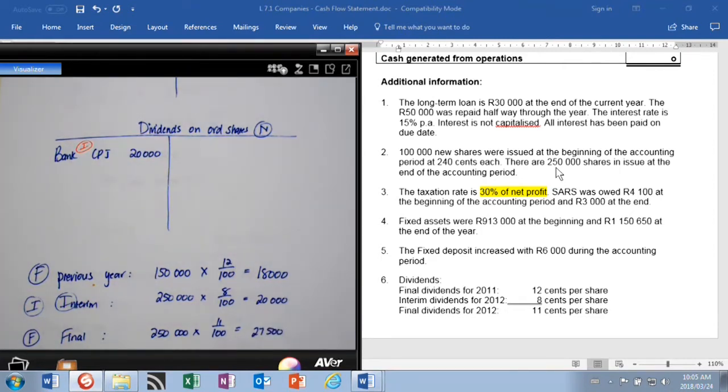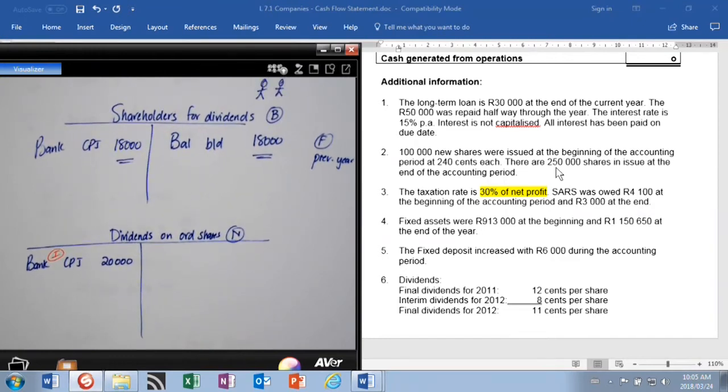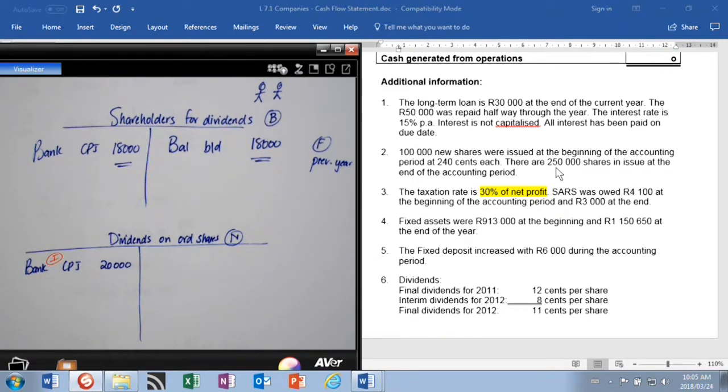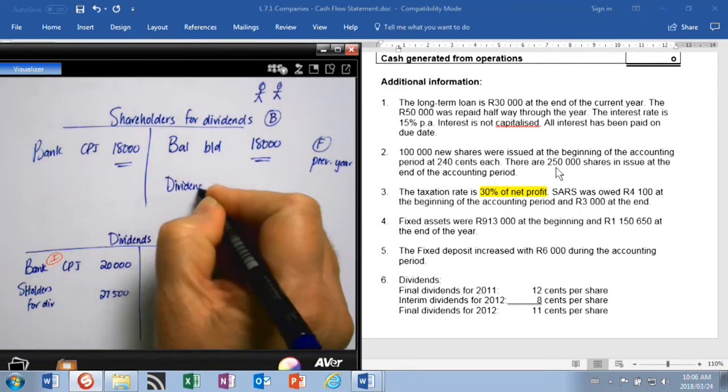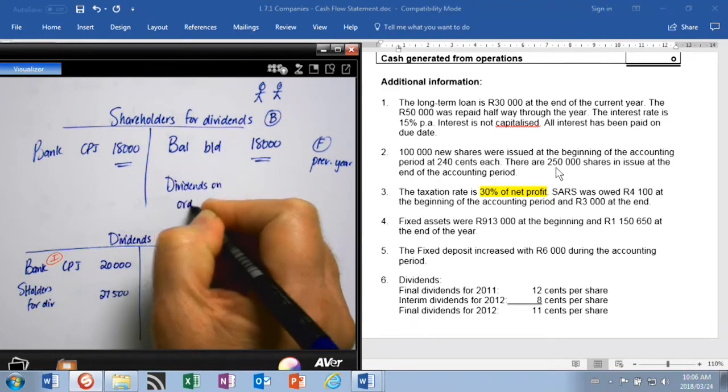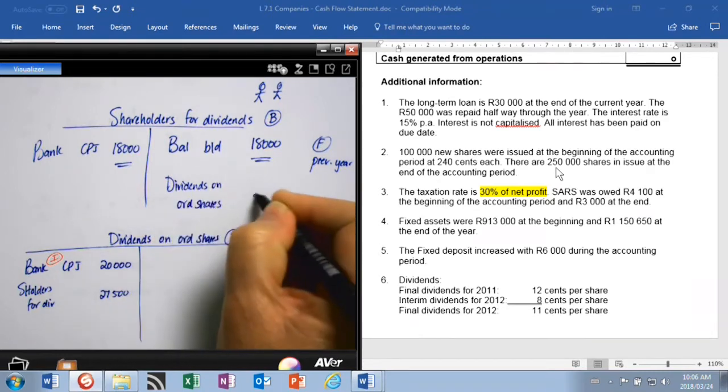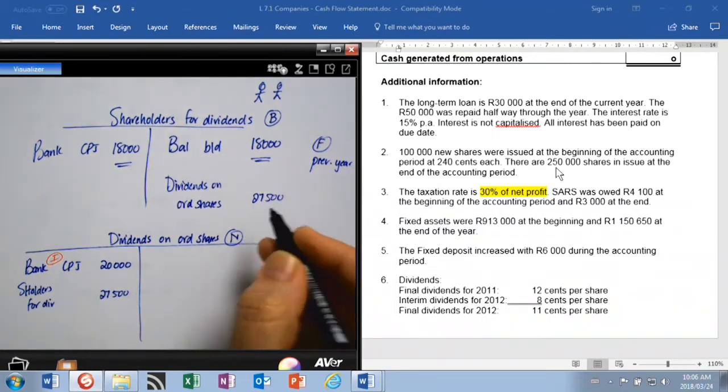Where do we see the final dividend? Okay, I'm going to show you again. The 18,000 was the final dividend of the previous year. That was paid. The 20,000 is our interim dividend. That was paid, but the final dividend is never paid. So shareholders for dividends will show us the 27,500 there because it's not paid. So we owe the shareholders dividends on ordinary shares. So we owe them the 27,500. That will be our balance.